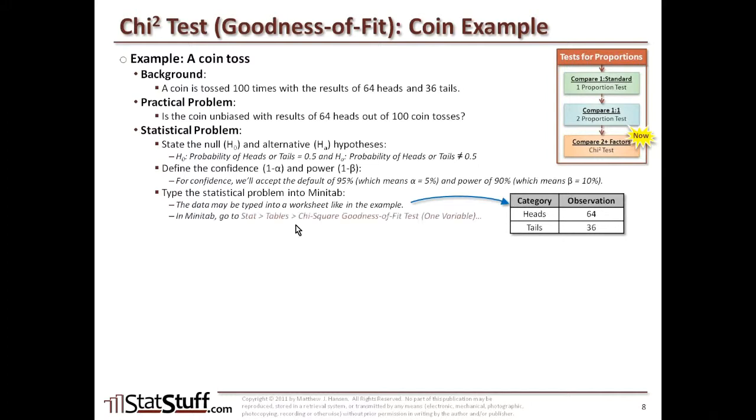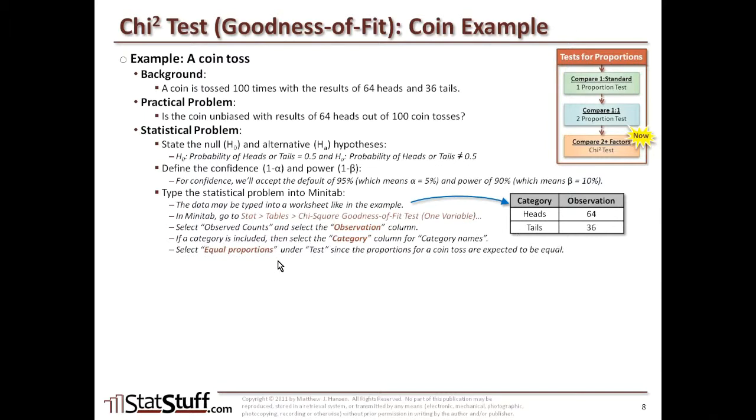In Minitab, you go to Stat, Tables, and then Chi² goodness of fit test in order to run this. Then we're going to select the observed counts as the observation column. For the category column, we're going to select it over here for the column for category names. Then we're going to select equal proportions under the test, since what we're expecting is that the coin toss is equally proportionate between the different categories.